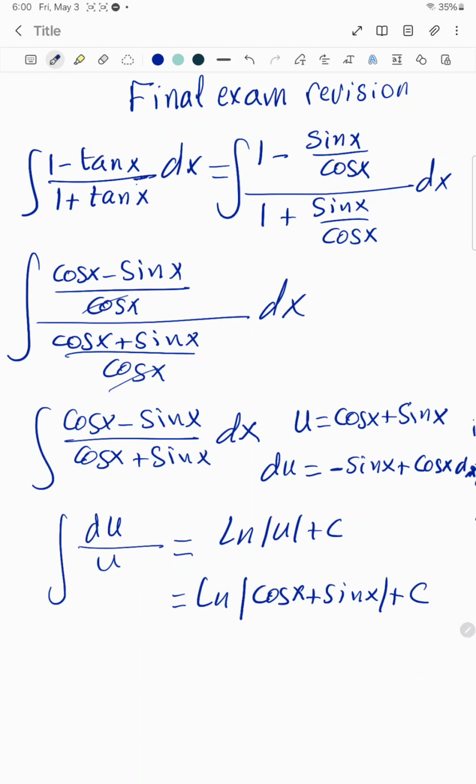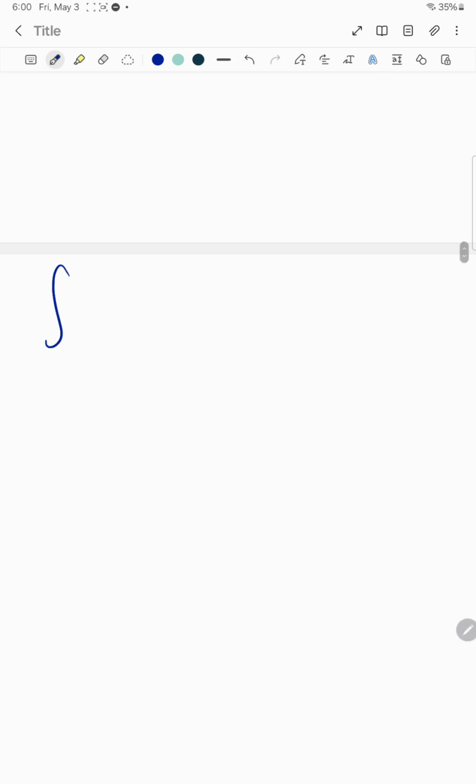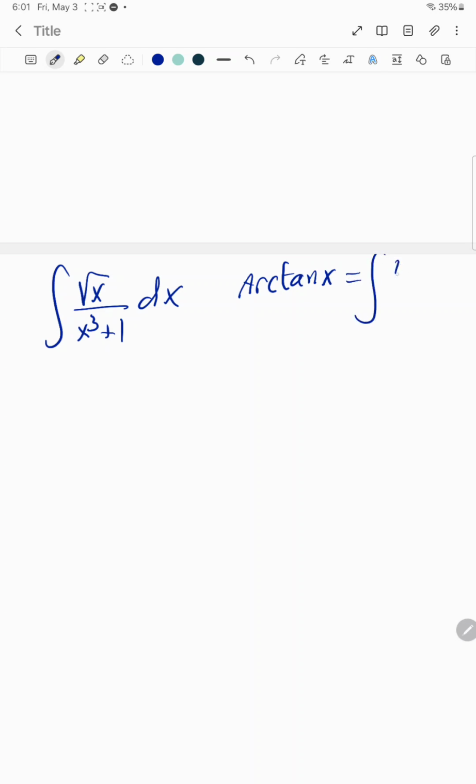Let's do another example. It's a little bit more difficult. So if I have the integral of square root of x divided by x to the power of 3 plus 1 dx. Now looking at my numerator and denominator, nothing that I can take as u will give me the other thing as du. But I know there is a formula: the integral of 1 over (x squared plus 1) dx is arc tan x. I can make this look like it, because I have the square root in the numerator.